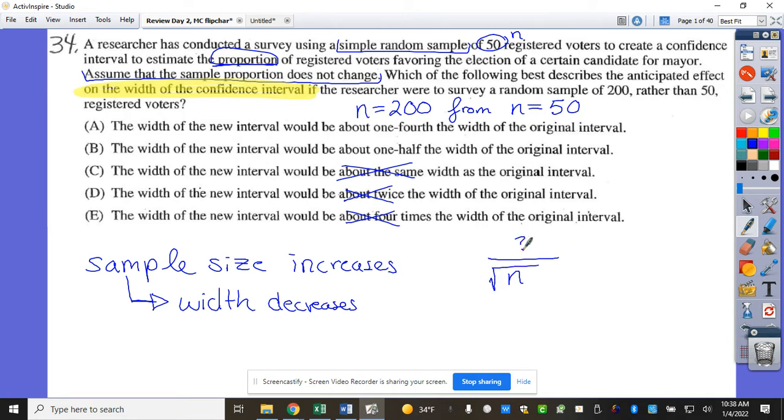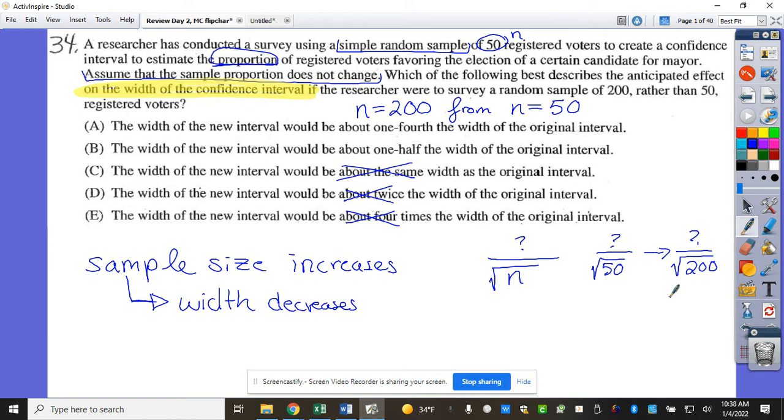So if we went from something over square root of 50 to something over square root of 100 or square root of 200, and we're not changing whatever's up top. Well, how much bigger is 200 than 50? 4 times, but it's under the square root. So what is square root of 4? 2. So it is 1/2.